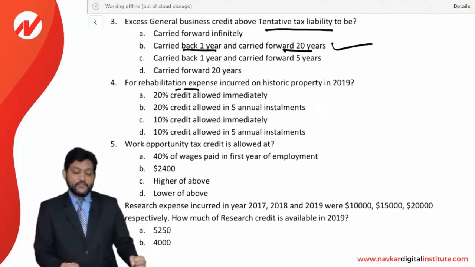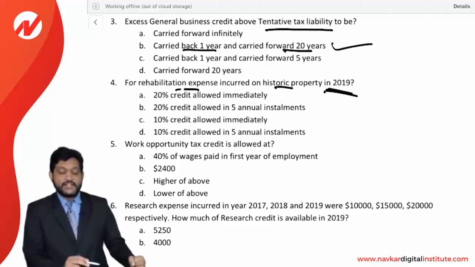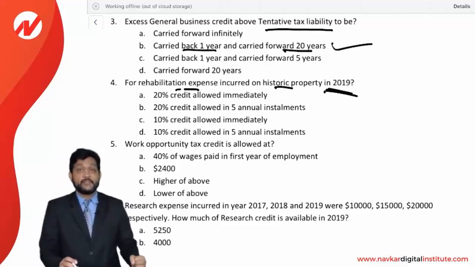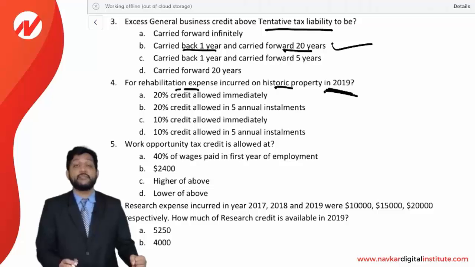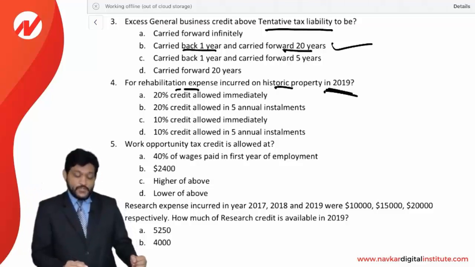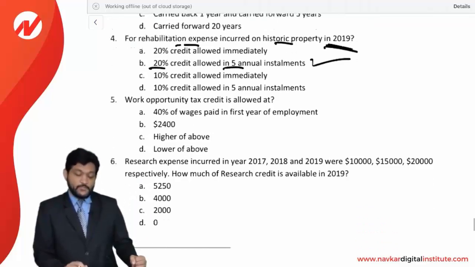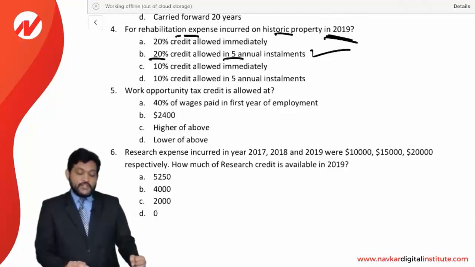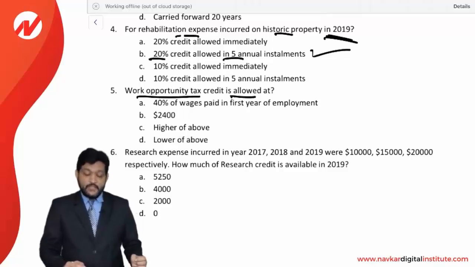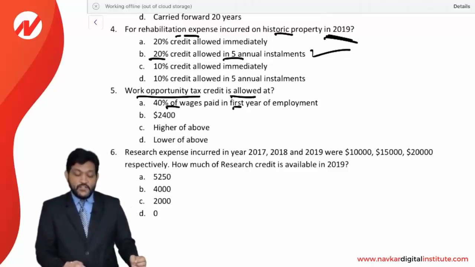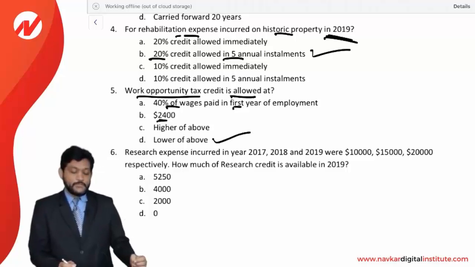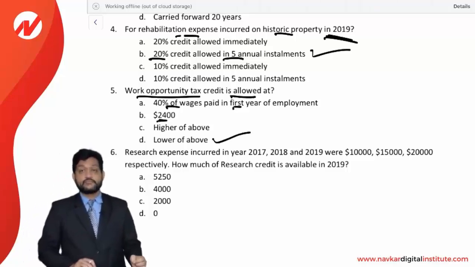Rehabilitation expense incurred on a historic property in 2019. How much credit is available? 20% credit is available and divided into 5 annual installments. B is the correct option. 20% credit, 5 annual installments. Work opportunity tax credit: how much WOTC will be allowed? It will be 40% of the wages paid in the first year or 2,400, whichever is lower. So D is the correct option.